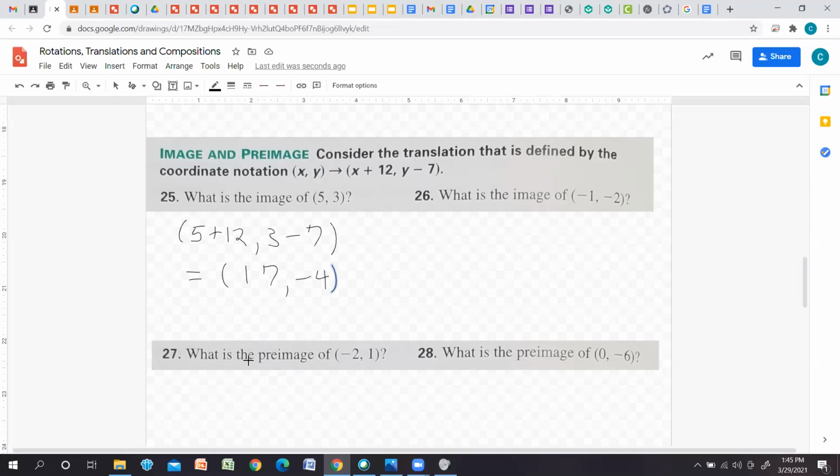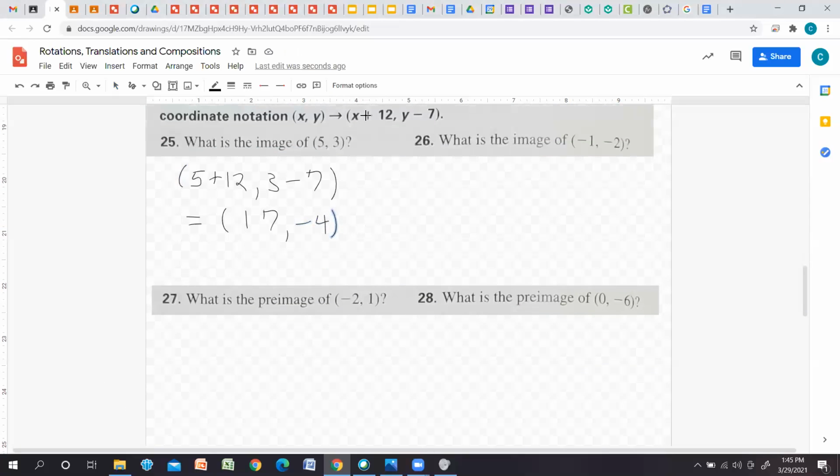However, for 27, notice it says, what is the pre-image of -2, 1? That means we start with some other pre-image and we end up with this. So this is the image, -2, 1. Now we have to go backwards to find the pre-image. For translations, you just reverse the sign, right? If you go right 12 for the image, it makes sense that you would go left 12 to go back to the pre-image.